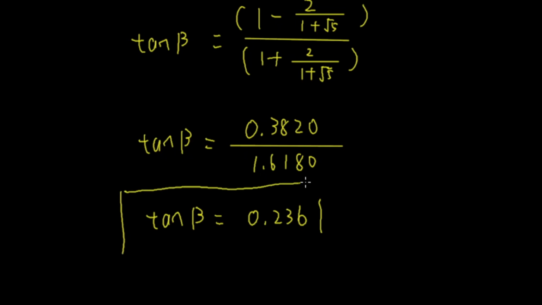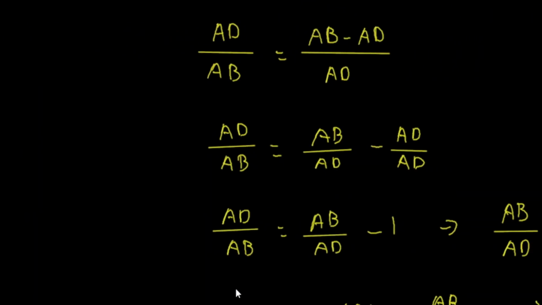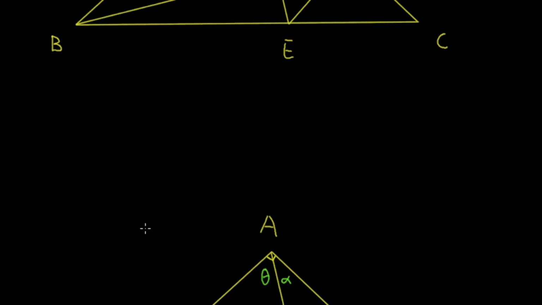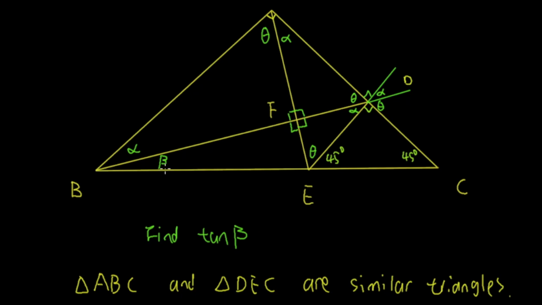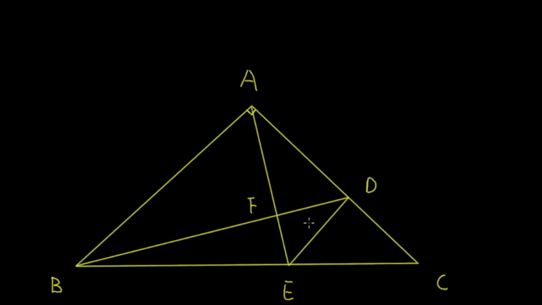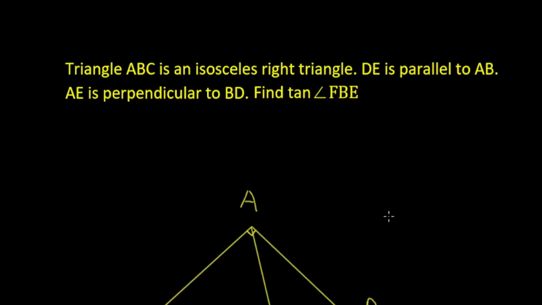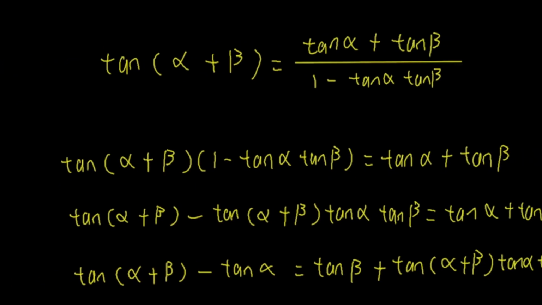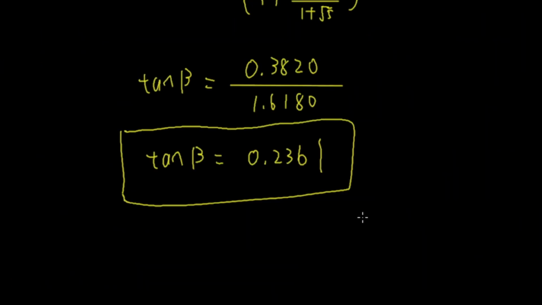Okay, so this is tan beta. And what is beta? Beta is angle FBE. So tan beta is tan of angle FBE, which is what is being asked in the question. So I can conclude that this is equal to tan of angle FBE.